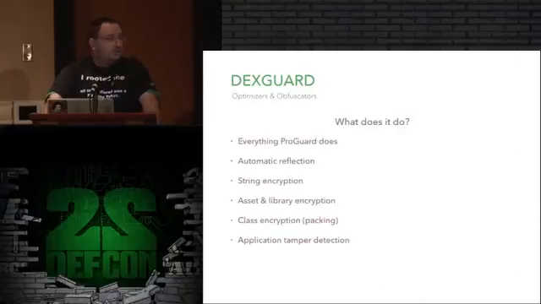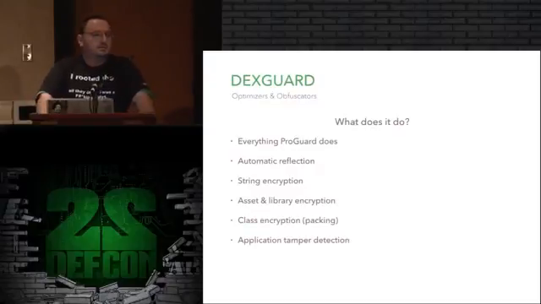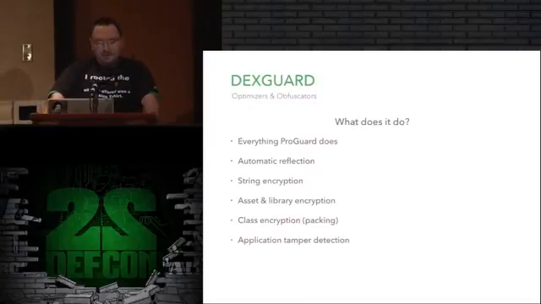Now what does it do? It does pretty much everything ProGuard does. It adds automatic reflection. It'll take your standard API calls and access them by reflection. This can screw with automatic analysis. It can make it a headache to look at, and it makes your app quite a bit slower. It does string encryption, which again, makes the app confusing. It's scary if you don't know what you're looking at, and slows the app down.